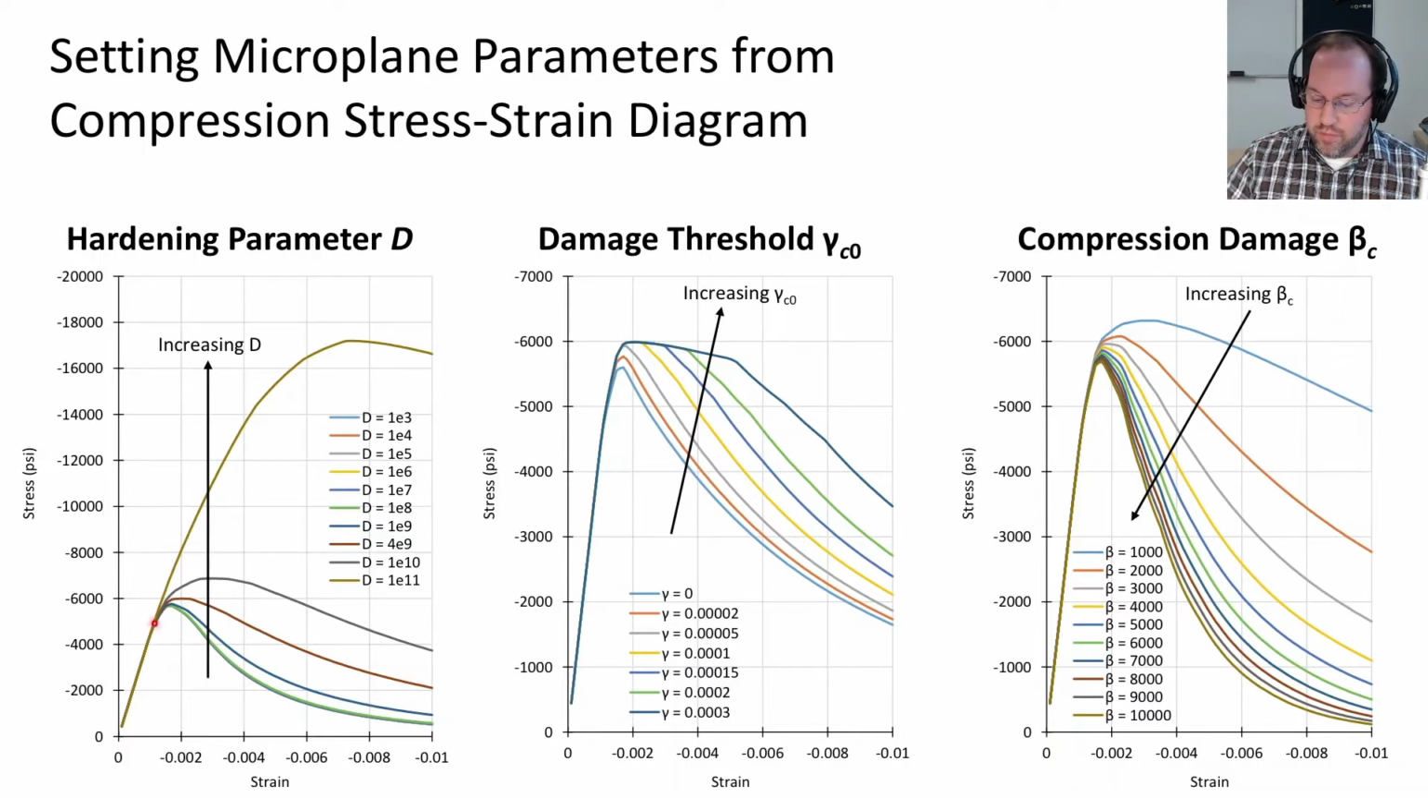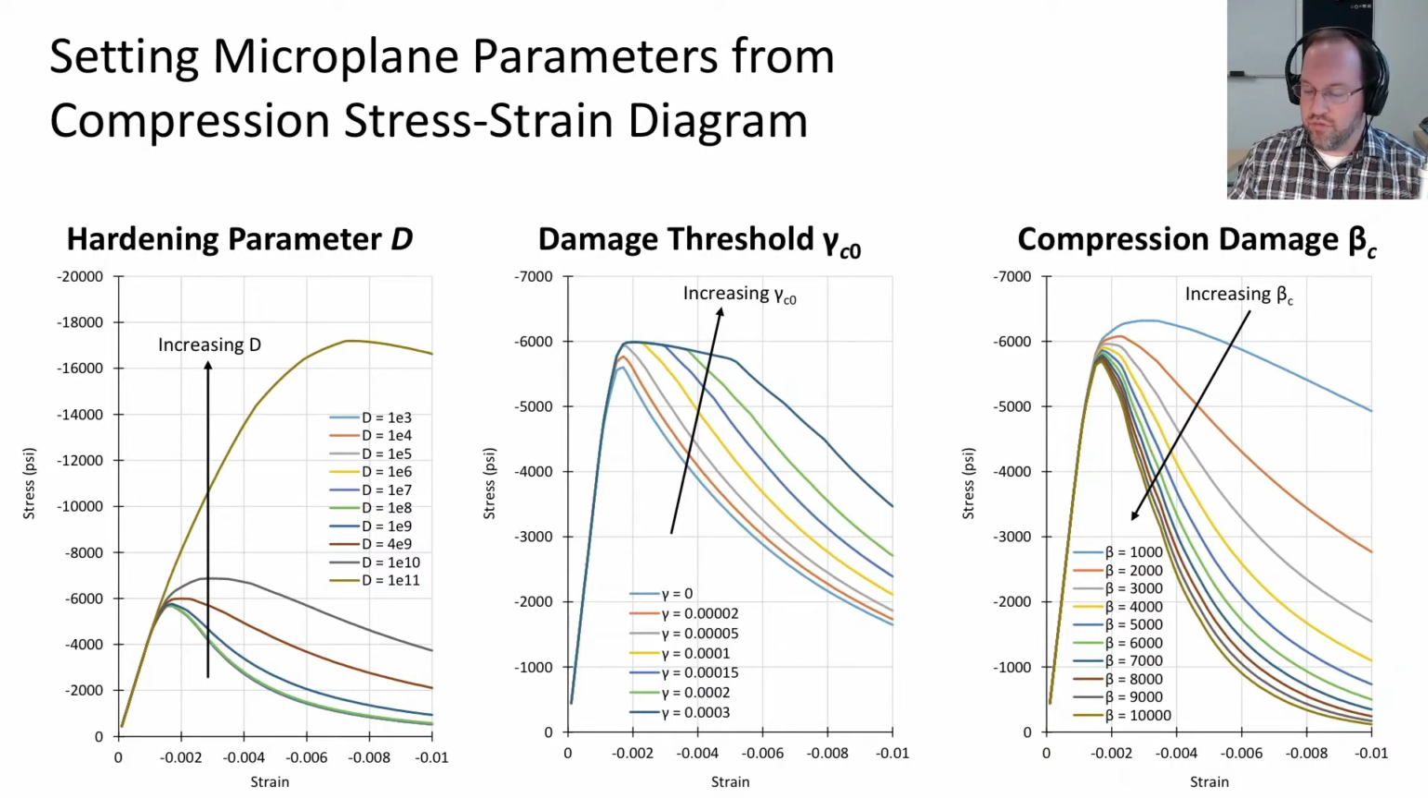So you can see if you set this parameter ridiculously high, you're going to get entirely unrealistic results, where I have effectively increased my compressive strength to an astronomical number just because I've set this parameter D to something unrealistic, in this case, 10 to the 11th PSI.